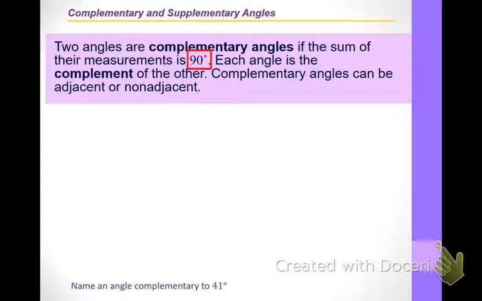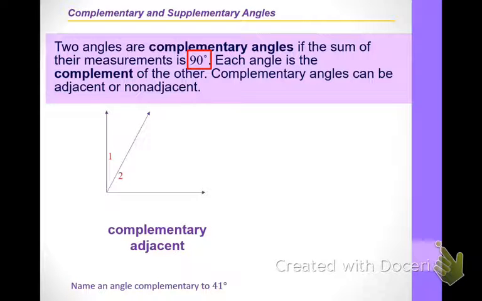So let's look at some examples. All right. These are adjacent. There are two angles that come together and form 90. Pick a number between 1 and 90. 12. Which would make the other angle how many degrees? Yes, you're correct. Good job.